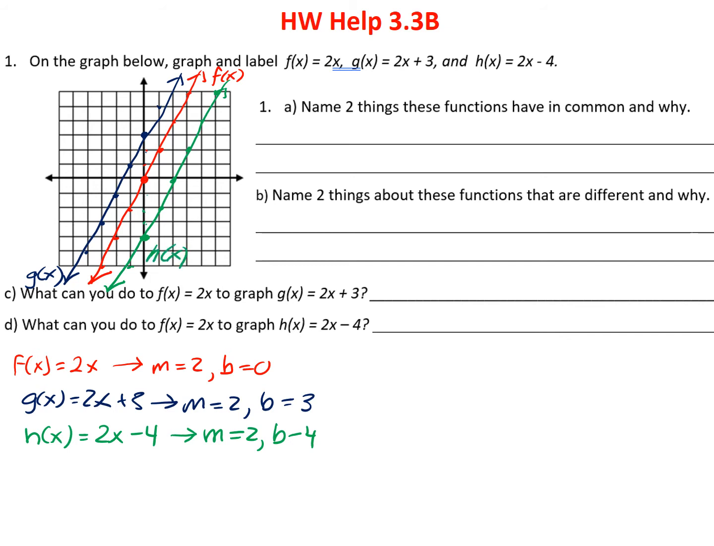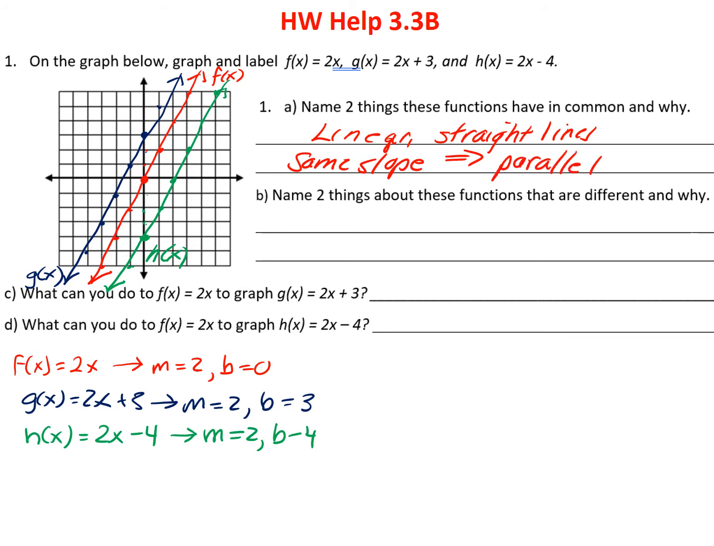Okay. Name two things these lines have in common. Well, they are all linear. In other words, they are all straight lines. Second, they have the same slope. M equals 2, which implies they're all parallel lines.